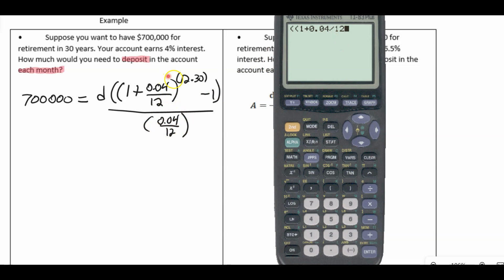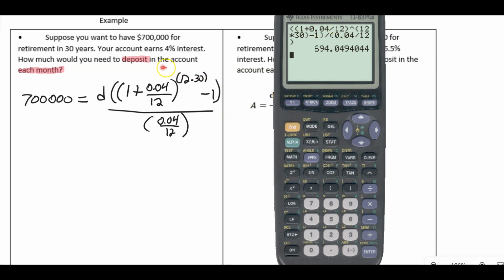All right, so we're at this parenthesis. And then the exponent button. Open parenthesis, 12 times 30. Close parenthesis, minus 1. Close parenthesis, divided by, and then open parenthesis, 0.04 divided by 12, and final close parenthesis. Lots of keystrokes. Hopefully you are getting consistent with them.